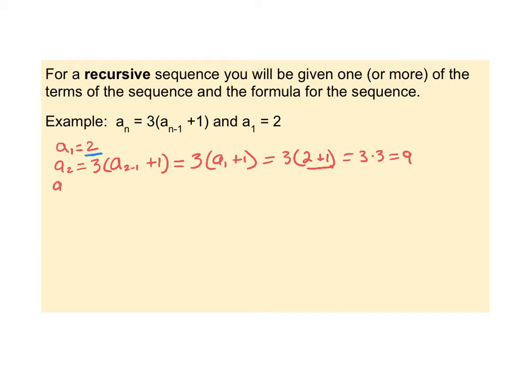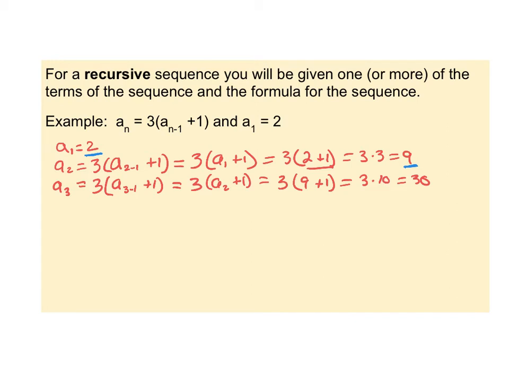Now, to do a sub 3, I'm going to do the same thing. 3 times a sub 3 minus 1 plus 1. So that'll be 3 times a sub 2 plus 1, which is going to be 3 times, well, a sub 2 we already calculated was 9. So that's going to be 3 times 9 plus 1. So that would be 3 times 10, which is equal to 30.